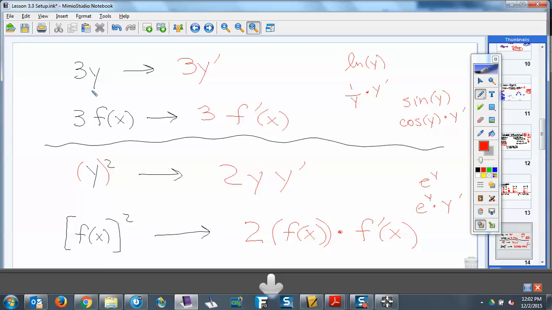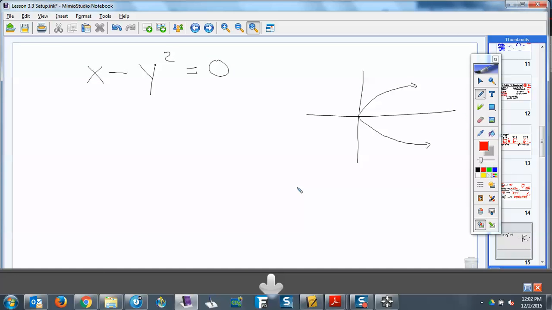Okay, so the normal derivative of 3y would be 3, tack on a y prime. So you get 3y prime. The normal derivative of y squared would be 2y, tack on a y prime. If you do those things, you're going to be in great shape. So here we go. Let's try it with one right here.